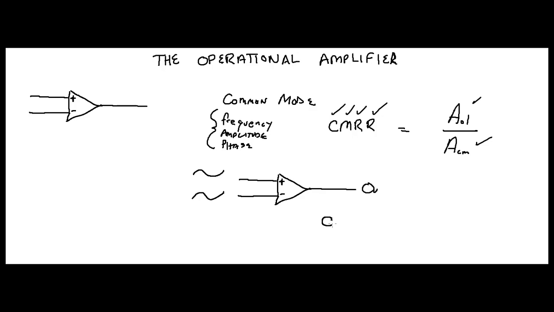So the common mode rejection ratio is going to equal 20 log of the open loop gain divided by the common mode gain. All right?